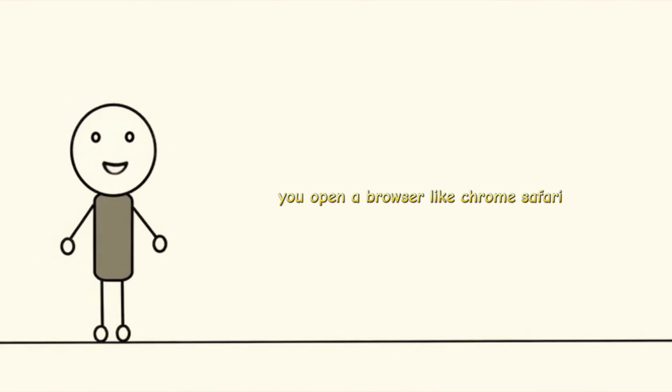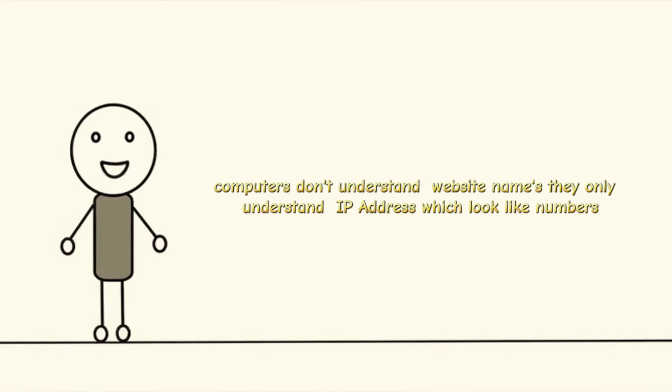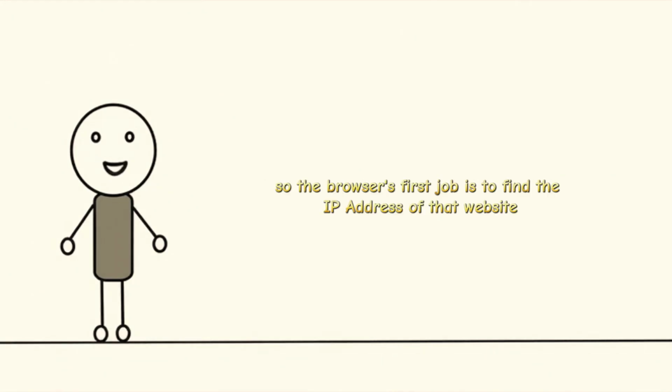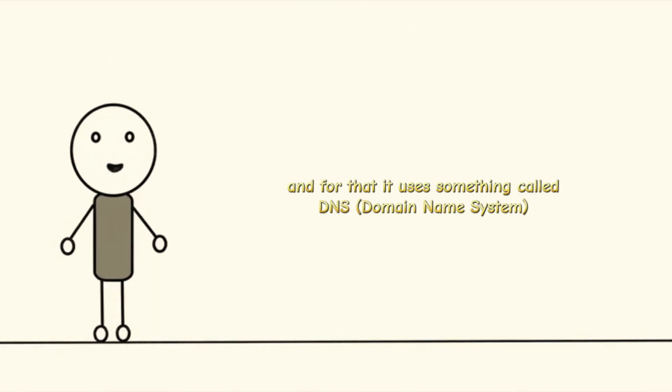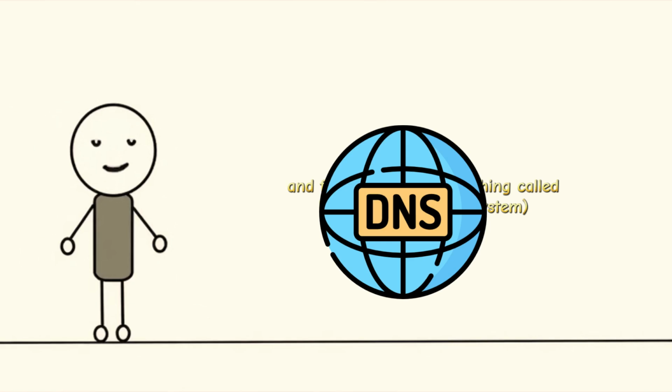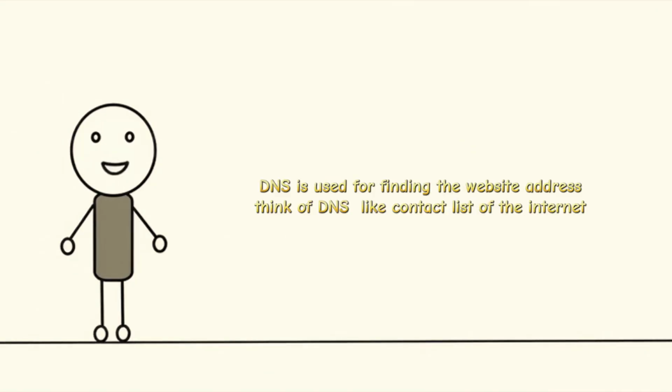You open a browser like Chrome, Safari, Firefox, or Brave and type something like www.google.com. This text is called a URL, Uniform Resource Locator, and here's the key thing. Computers don't understand website names, they only understand IP addresses, which look like numbers. So the browser's first job is to find the IP address of that website, and for that, it uses something called DNS, Domain Name System. DNS is used for finding the website's address.